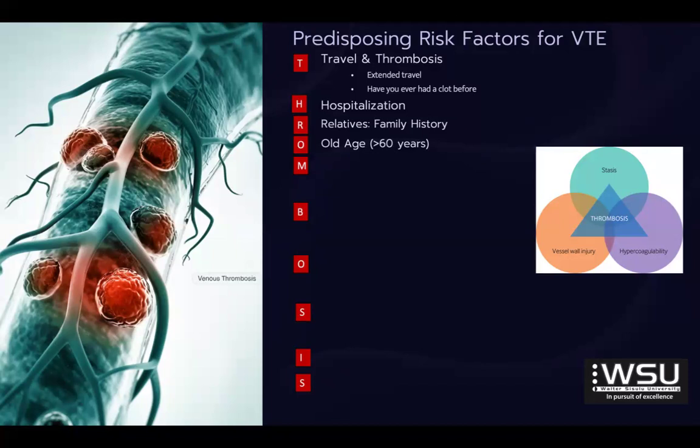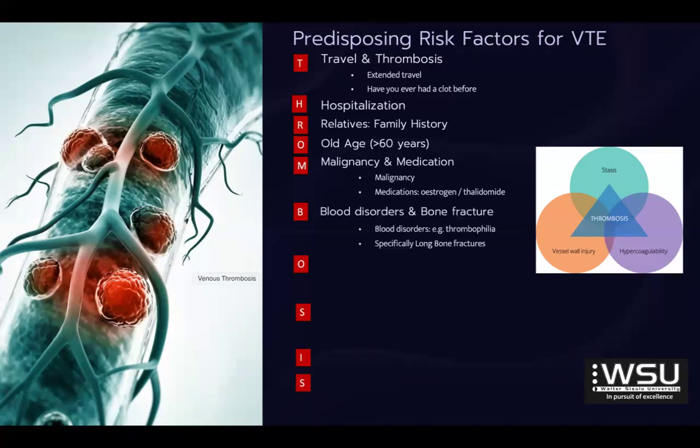Our older population are definitely more vulnerable. It might also be familial or because they're less mobile. So if they're over 60 years, that in itself counts as a risk factor. Then the M stands for malignancy. Malignancy in itself, as well as the treatments we use for malignancy, increases somebody's risk. But there are also various medications. Thalidomide we don't use that much, but very commonly there are patients who are on some form of estrogen. Whether it's contraception or hormone replacement therapy, that increases your risk as well.